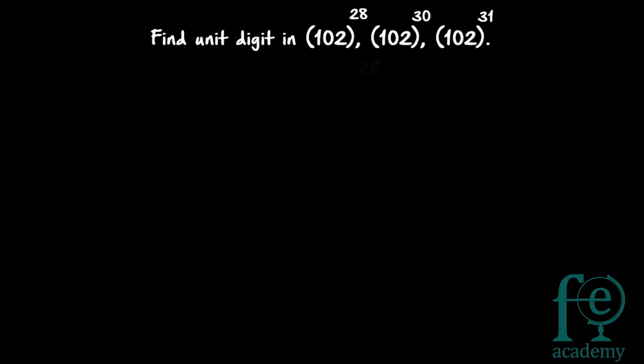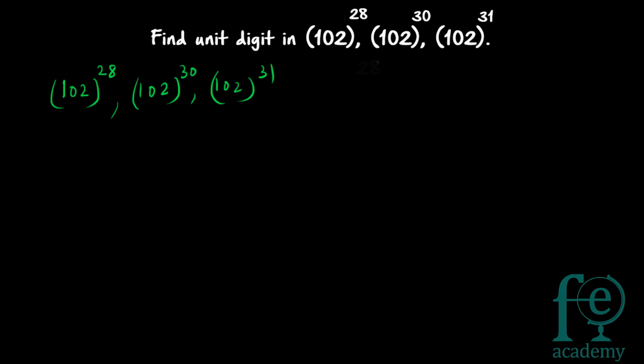So today's question is: find the unit digit in 102 raised to 28, 102 raised to 30 and 102 raised to 31. In the last video we saw how to proceed with this type of question when the base number is odd. Similarly, when the base number is even, here is how you can proceed. Here you are asked to find the units digit in powers of 102.